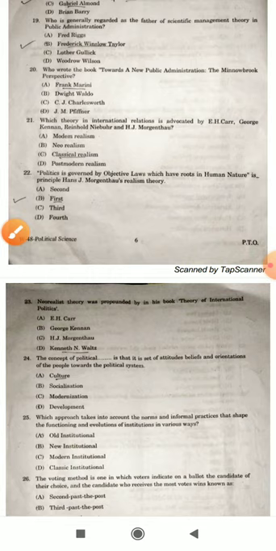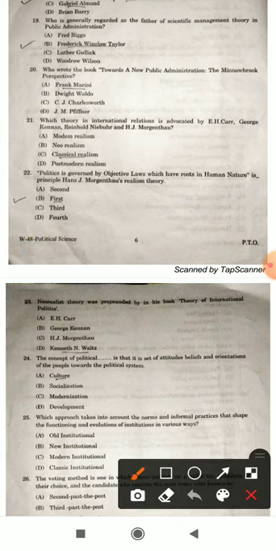Question number 20. Who wrote the book Towards a New Public Administration: The Minnowbrook Perspective? Answer is A. Frank Marini.